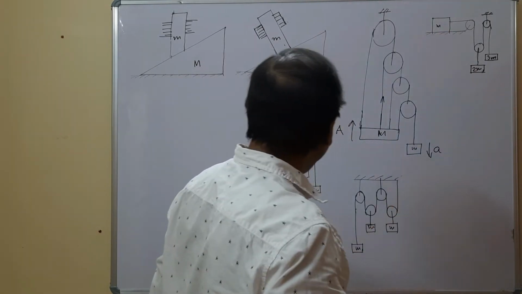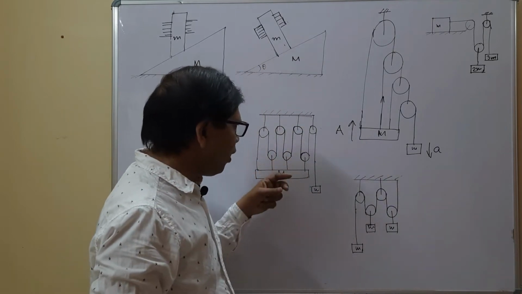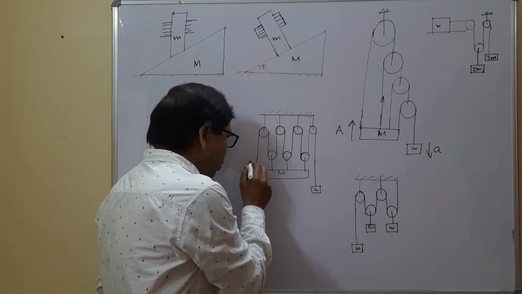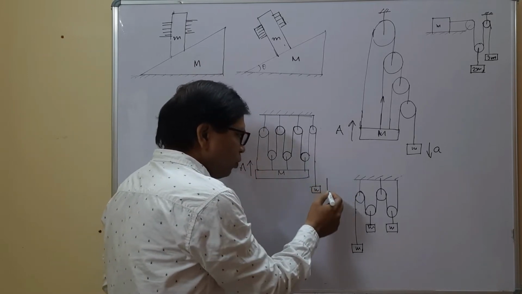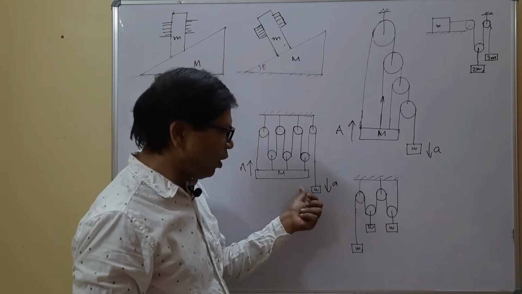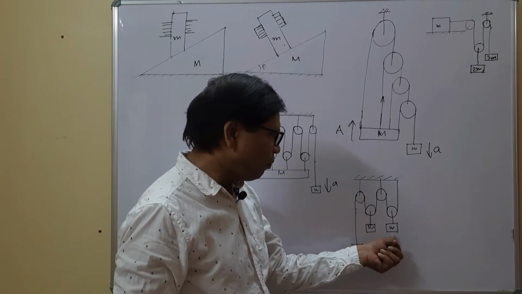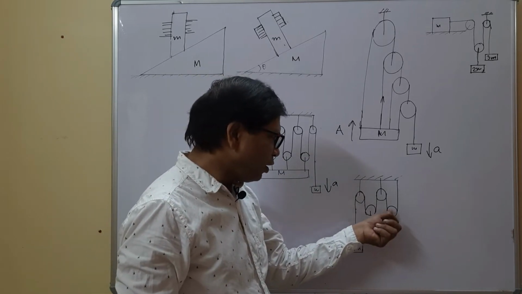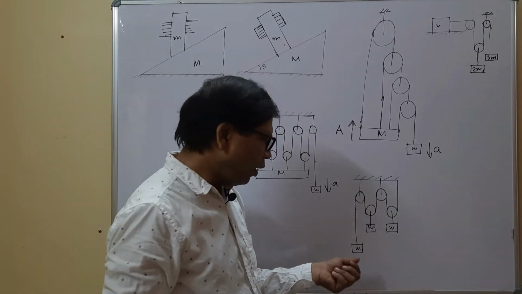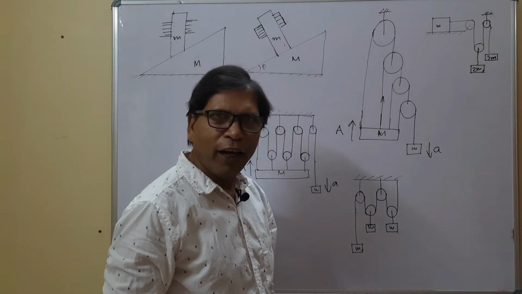Okay. And here look at this. These are movable pulleys. And if this moves upward with acceleration A and this moves downward with acceleration A, we have to calculate capital A and small a. And look at this. Here M. Look at this. These are movable pulleys and these two are fixed pulleys. We have to calculate the acceleration of this and this. Okay. Now let's start.